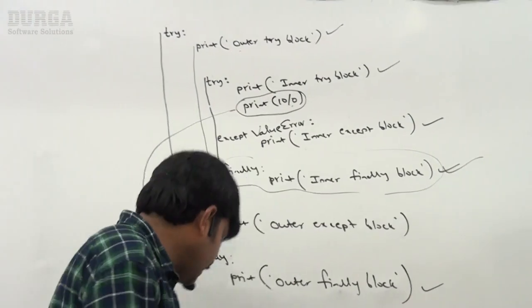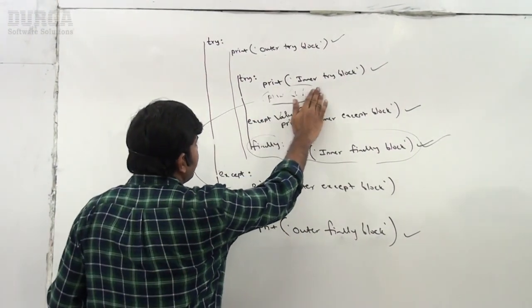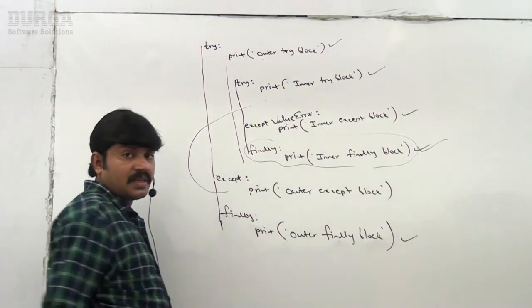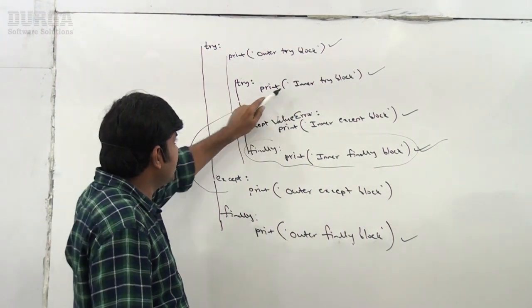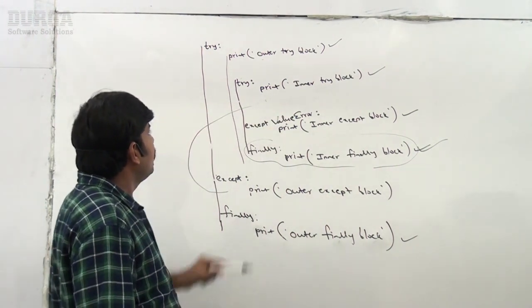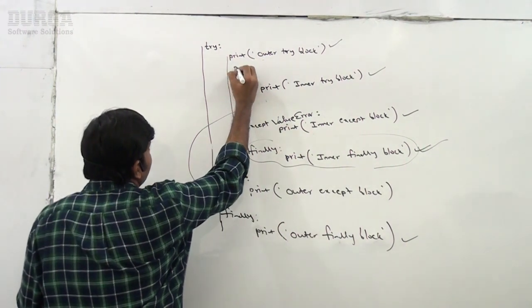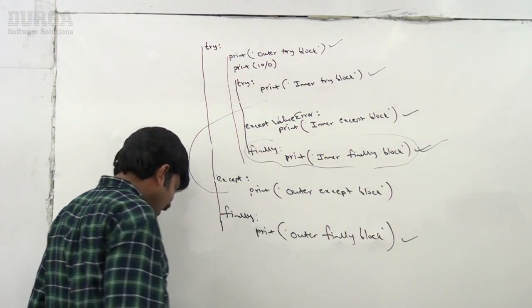Okay. My change here is, observe that. Here I am not taking print 10 by 0 inside inner try block. Okay, observe. Inner try block won't raise any exception or error. Now inside outer try block, here I am taking print 10 by 0.